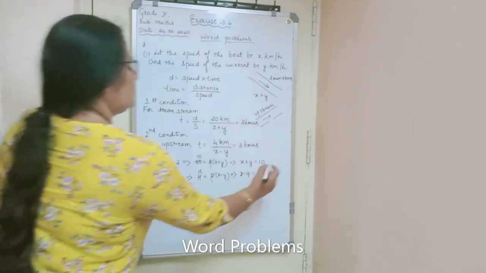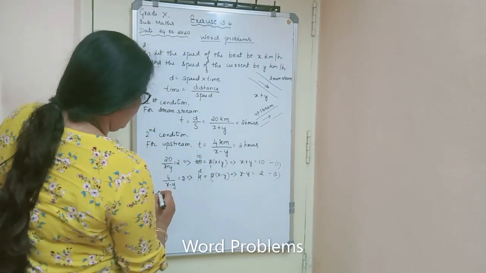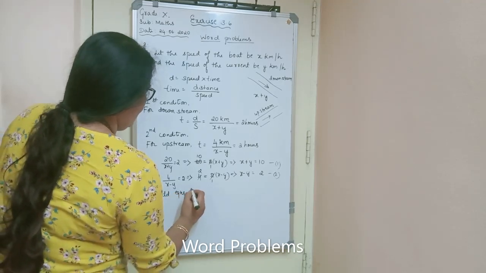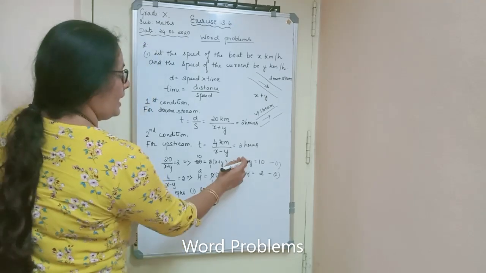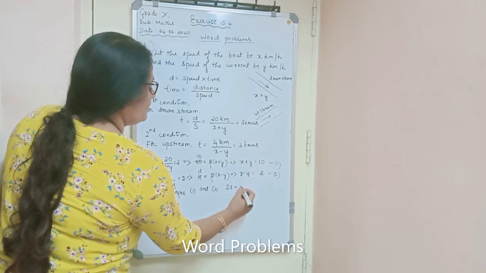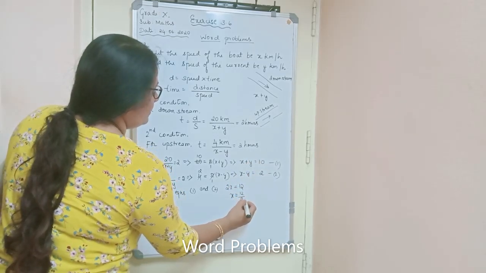Now add these two equations. Add equations 1 and 2. So x plus x is 2x, and 10 plus 2 is 12. So x is 12 by 2, which is 6.